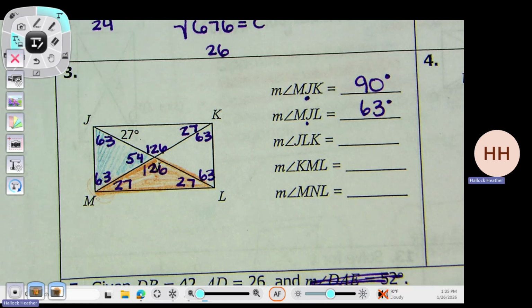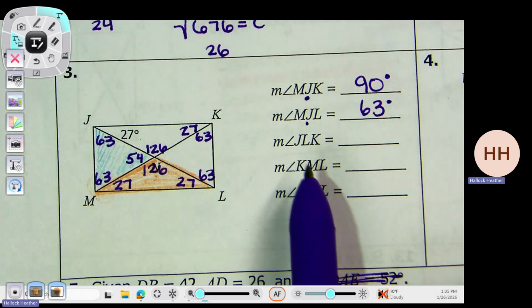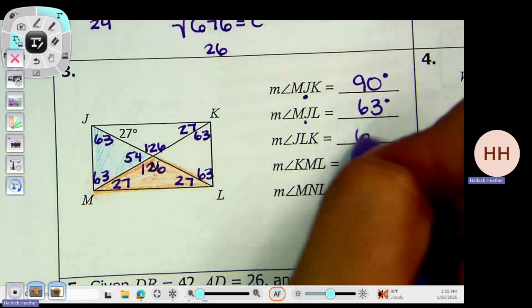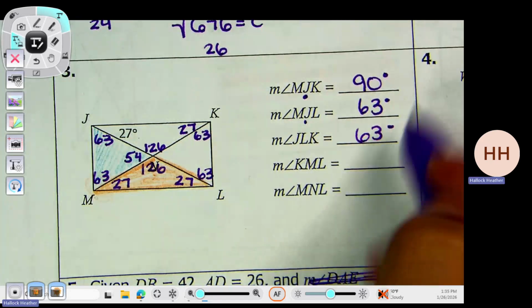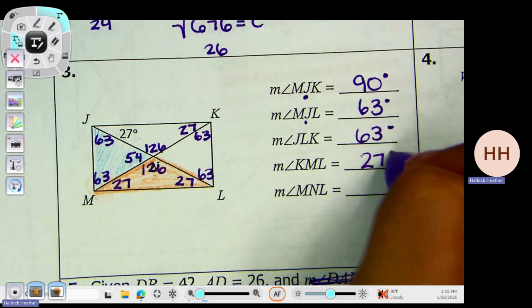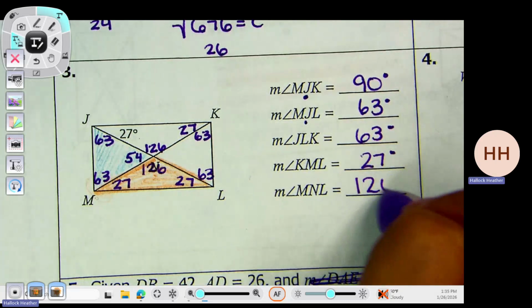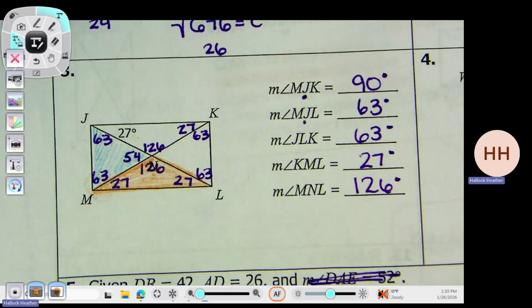All 3 of them. How much do we think JKL is? Or JLK? 63. How much is KML? 27. And then MNL. 126. Nice.